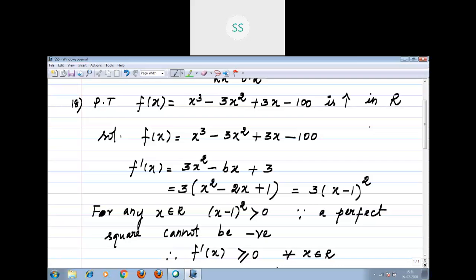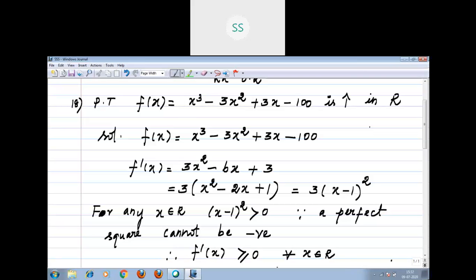Say yes or no. You have to see f of x is given. You are differentiating: 3 into 3x square minus 6x plus 3. Then the bracket should be converted in terms of the identity. That is a perfect square. The perfect square cannot be negative. Whatever value you assign for x, at the particular point x is equal to 1 the derivative equals 0. Therefore, f dash of x is greater than or equal to 0. What is your conclusion at the end?